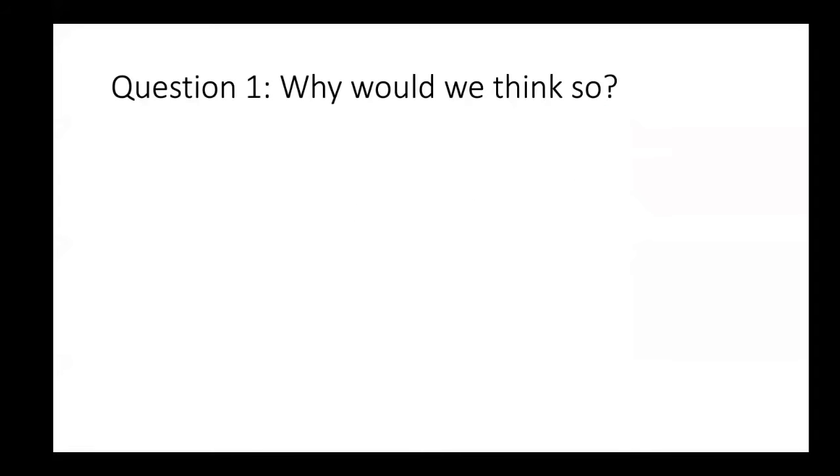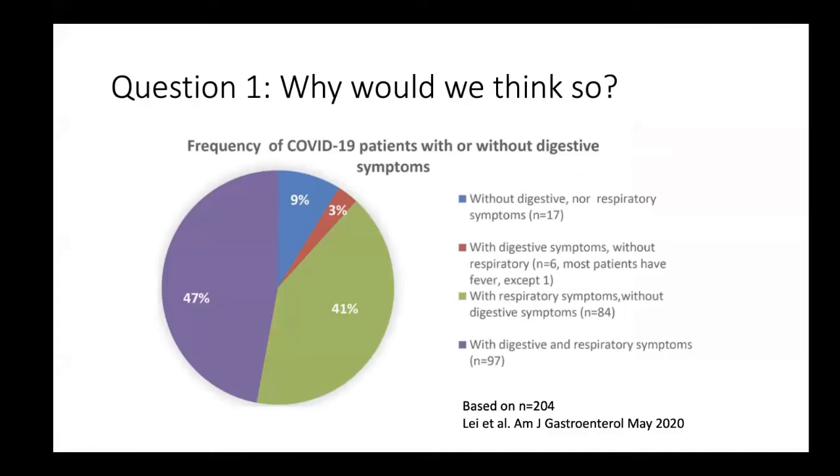I guess the first question then is, why would we think so? And I think that's an important question. The main reason is really that there are symptoms from the gastrointestinal tract. The way I think about microbiota is that when there are symptoms from the GI tract, then there are probably at least changes in the microbiome. Whether that's really relevant for disease or severity, we don't know, but it definitely could be relevant.